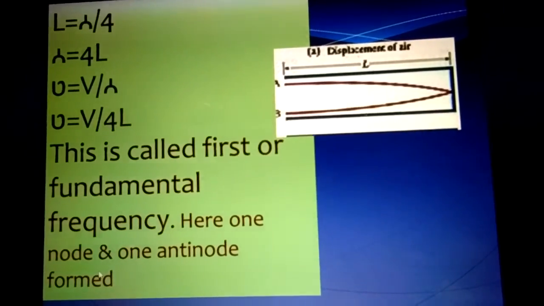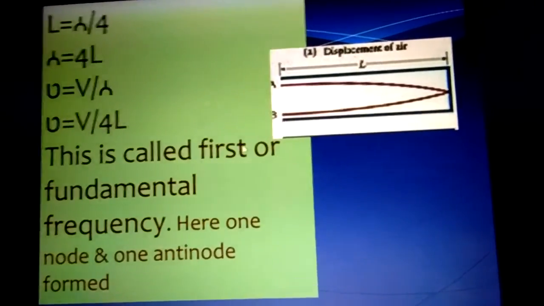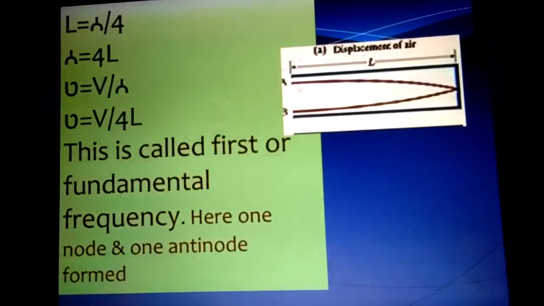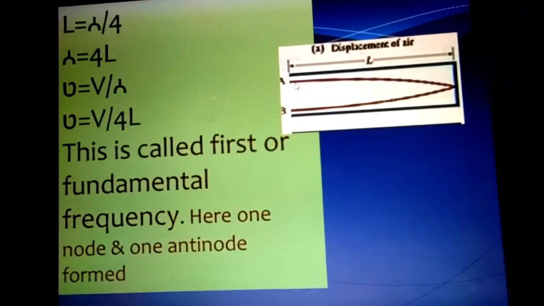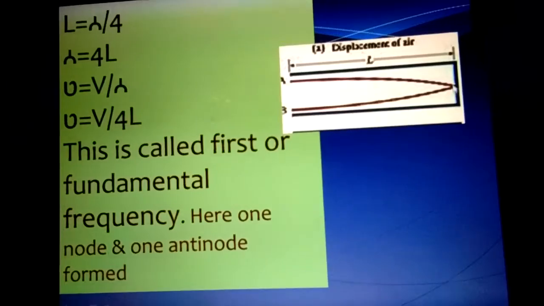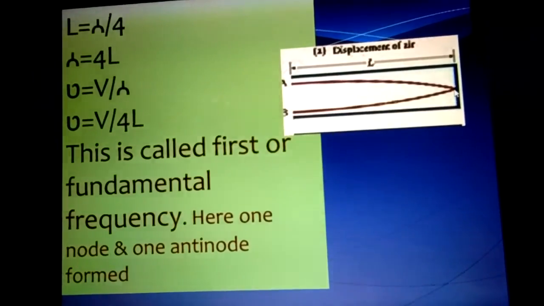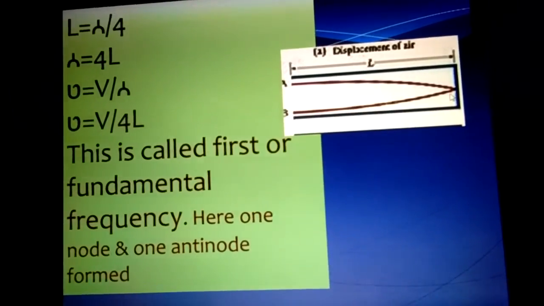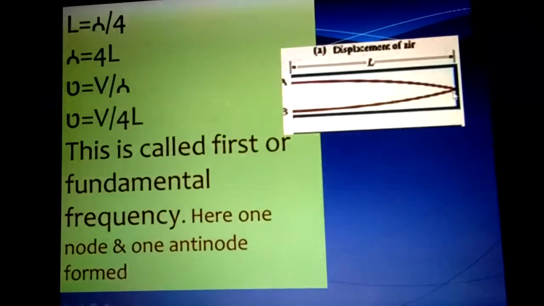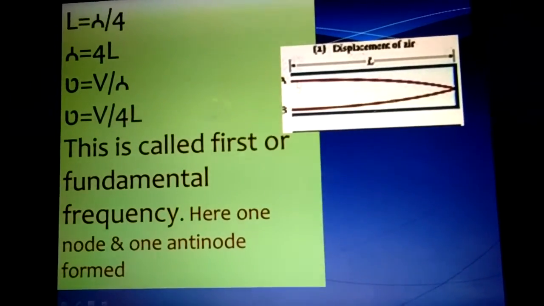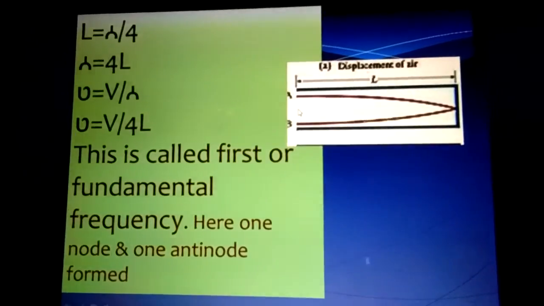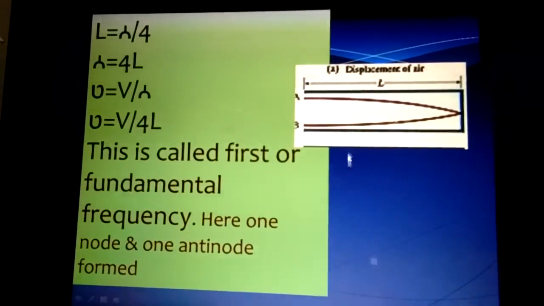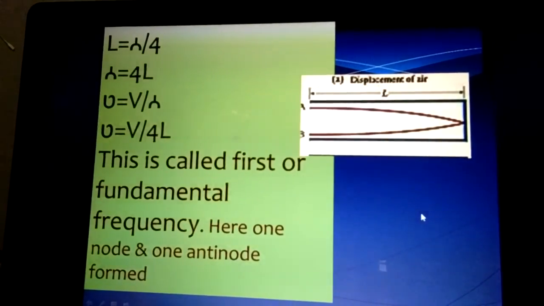Here one node and one antinode are formed. Where are the node and antinode? Here there is maximum displacement, maximum amplitude, so this is called the antinode. And here the amplitude and displacement are zero, so this is called the node in the closed pipe. So one antinode and one node are there.